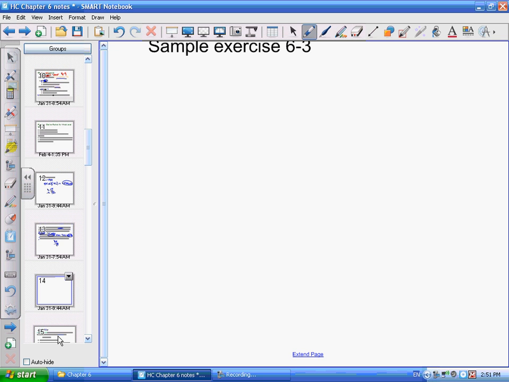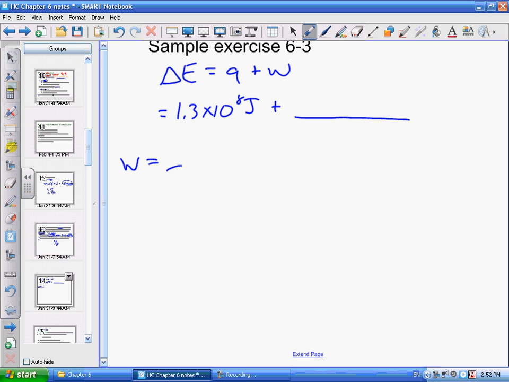Okay, so what I'm going to do is this. The question says, assuming the balloon expands against a constant pressure, calculate delta E. Delta E is equal to Q plus W. The problem automatically gives me the Q as being 1.3 times 10 to the 8th joules. So that's 1.3 times 10 to the 8th joules plus, but it doesn't give me a work, so I have to calculate work. Of course, we just learned that work is equal to negative P times delta V.